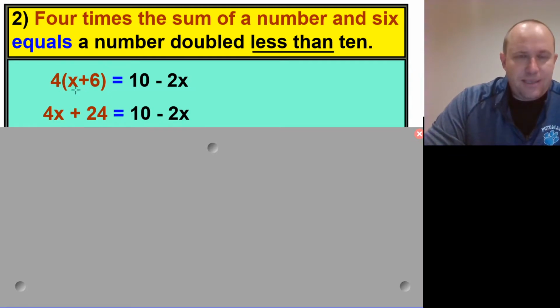Of course, with parentheses, this is 4-step. This is what we were doing last lesson. Distribute 4 times x, 4 times 6. Make sure you're doing 4 times 6. Still a lot of people putting 4x plus 6 here. Very common mistake. Bring all your x's to one side.